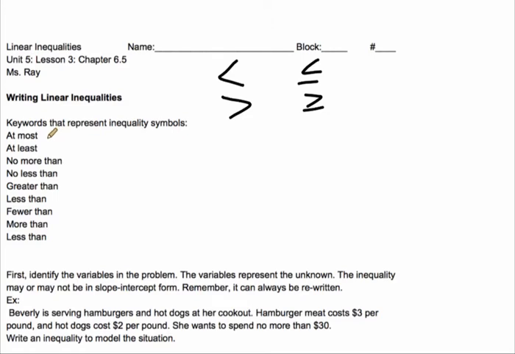If we say at most 10 people can come, then that is less than or equal to. At most 15 means you could have 15 or anything less than that. At least is greater than or equal to. No more than is less than. No less than is greater than. Greater than is greater than. Less than is less than. Fewer than is less than. More than is greater than. And less than, I think that's a repeat. My bad. All right, so that's what that means.